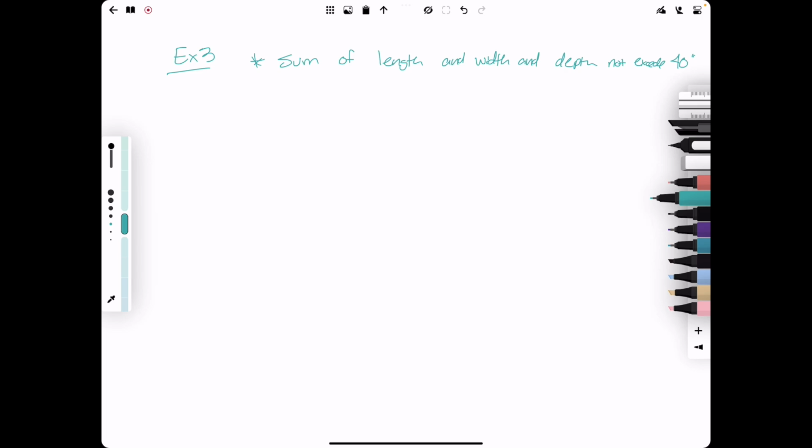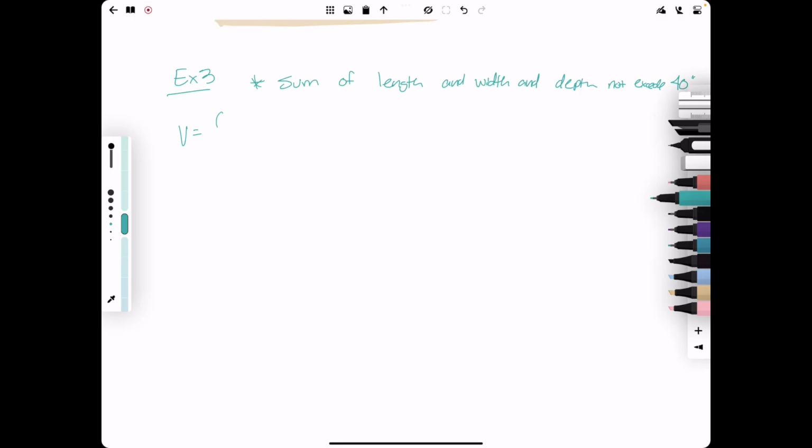We're going to graph the function relating the volume to the depth. We're going to find the x-intercepts and what they represent. Okay, so we're going to say volume equals depth times length times width.